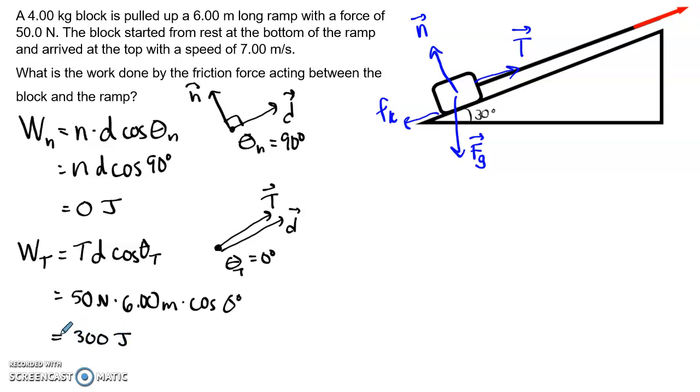Just note that this is a positive number, which makes sense since the tension in here is clearly providing energy to the block. So therefore we have positive work done. Then there's the work done by gravity.